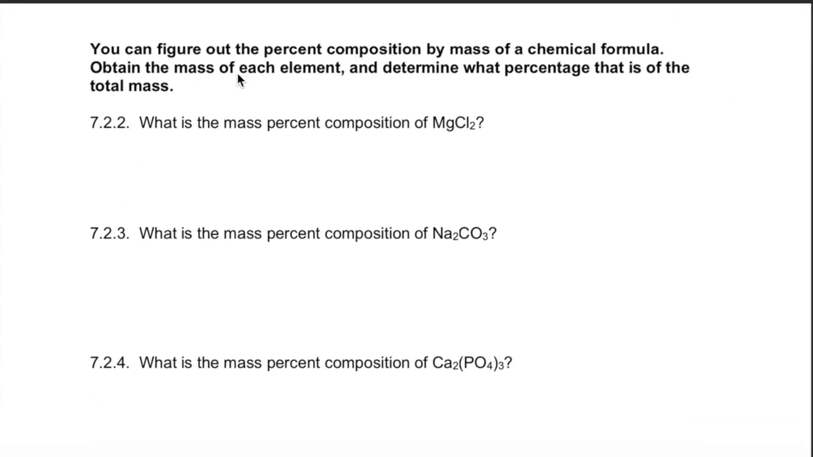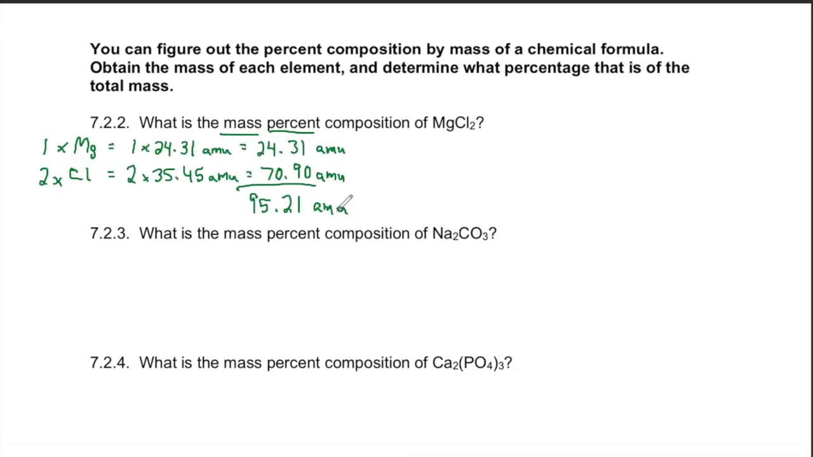If you don't have an actual sample, but you know the chemical formula of something, you can figure out what percent each of these elements is by mass in this formula using the molar masses. So by molar ratios, we could tell that there's 2 chlorine for every magnesium. So on a molar level, 2/3 of this compound is chlorine and 1/3 is magnesium, 67% and 33%. But by mass, it's not going to be as simple a ratio because these two elements have different masses.